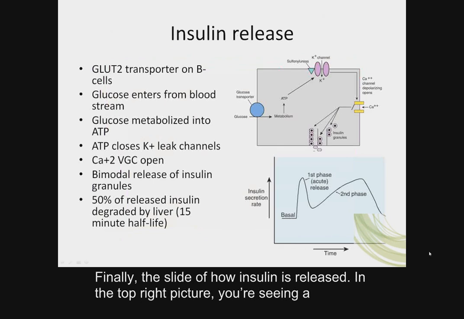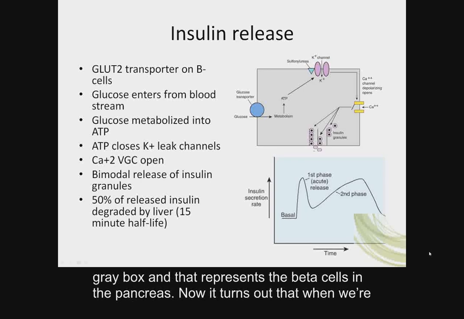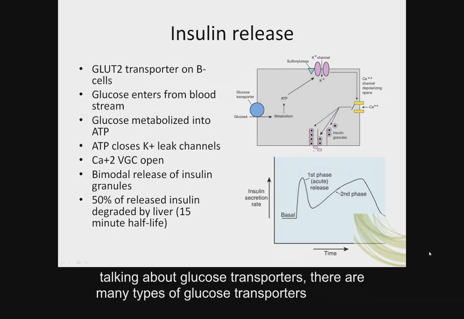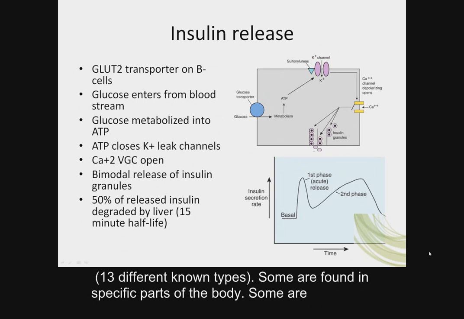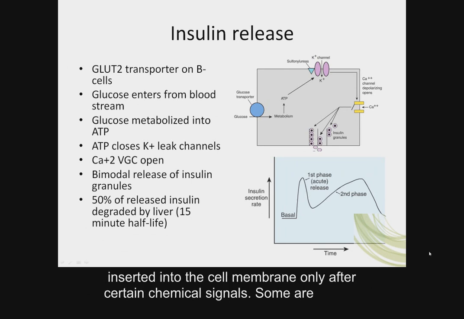Finally, the slide on how insulin is released. In the top right picture, you're seeing a gray box, and that represents the beta cells in the pancreas. Now, it turns out that when we're talking about glucose transporters, there are many types, 13 different known types. Some are found in specific parts of the body. Some are inserted into the cell membranes only after certain chemical signals.